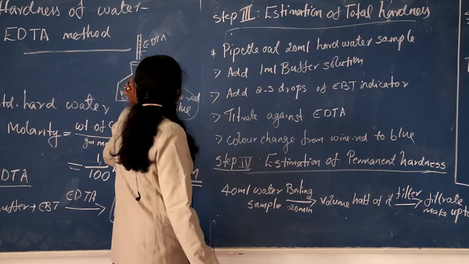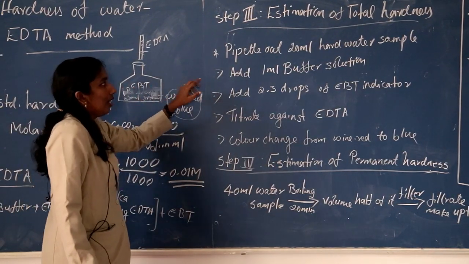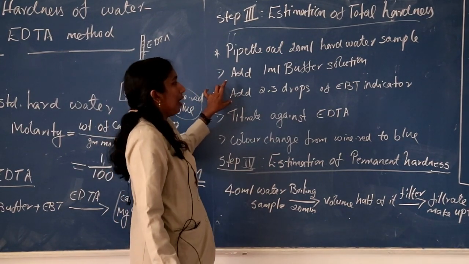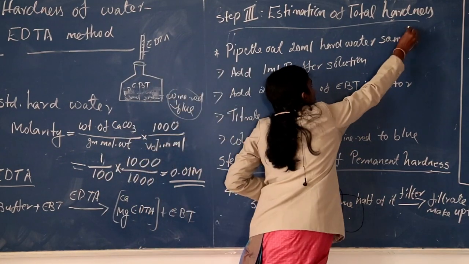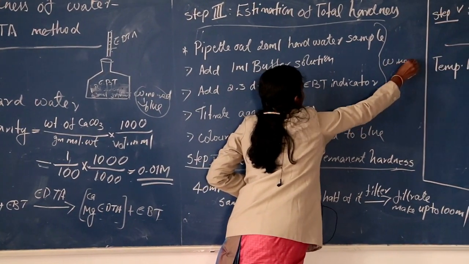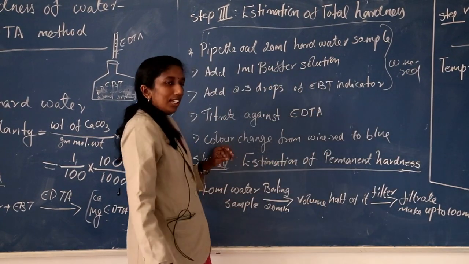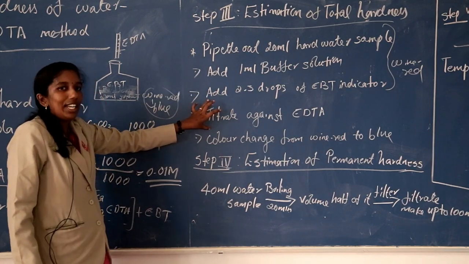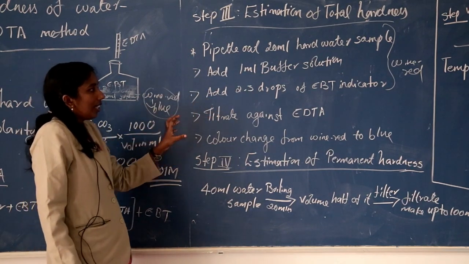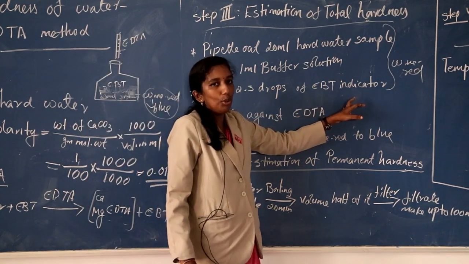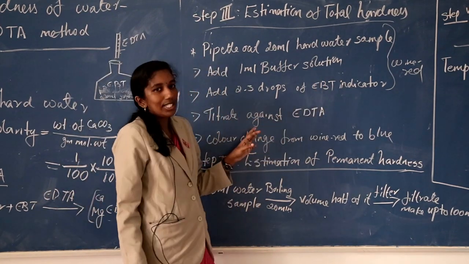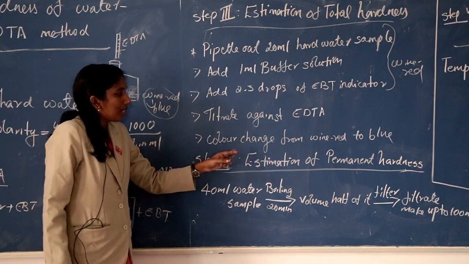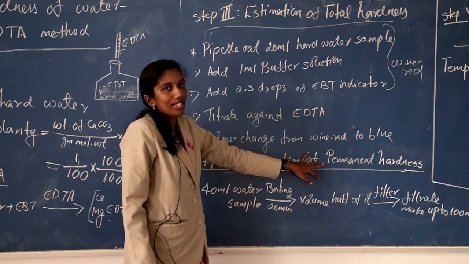Okay, pipette out 20 ml of hard water sample into a conical flask. To maintain pH, add 1 ml of buffer solution, then add 2 to 3 drops of eriochrome black T indicator. Here a wine red colored complex will be formed. Then this wine red colored complex solution is titrated against EDTA. What happened? At one point the color changed from wine red to blue, that point is noted, that is the end point.